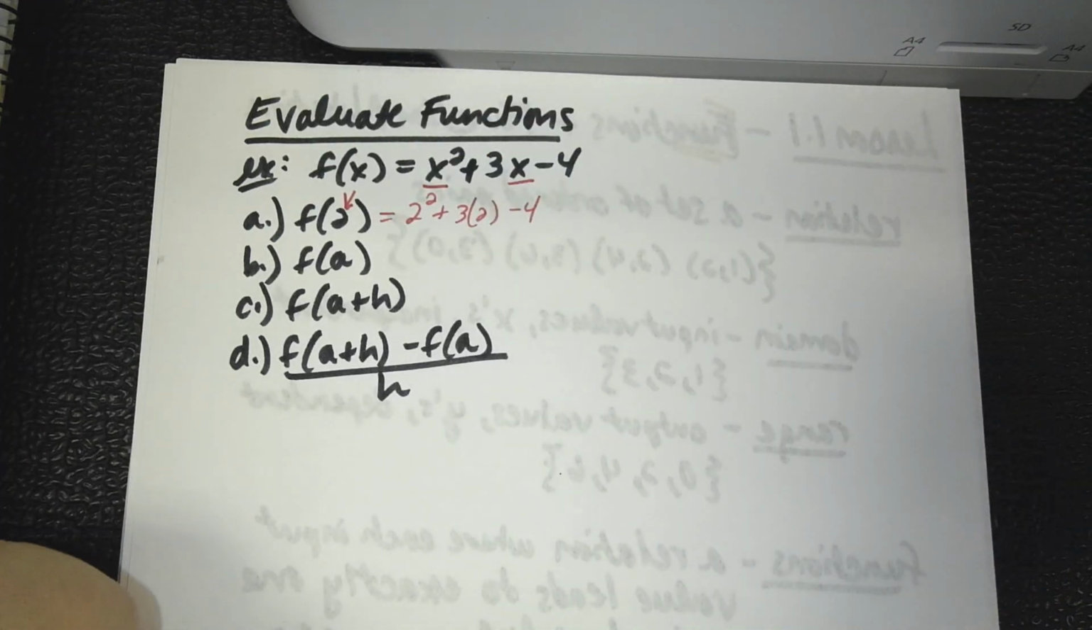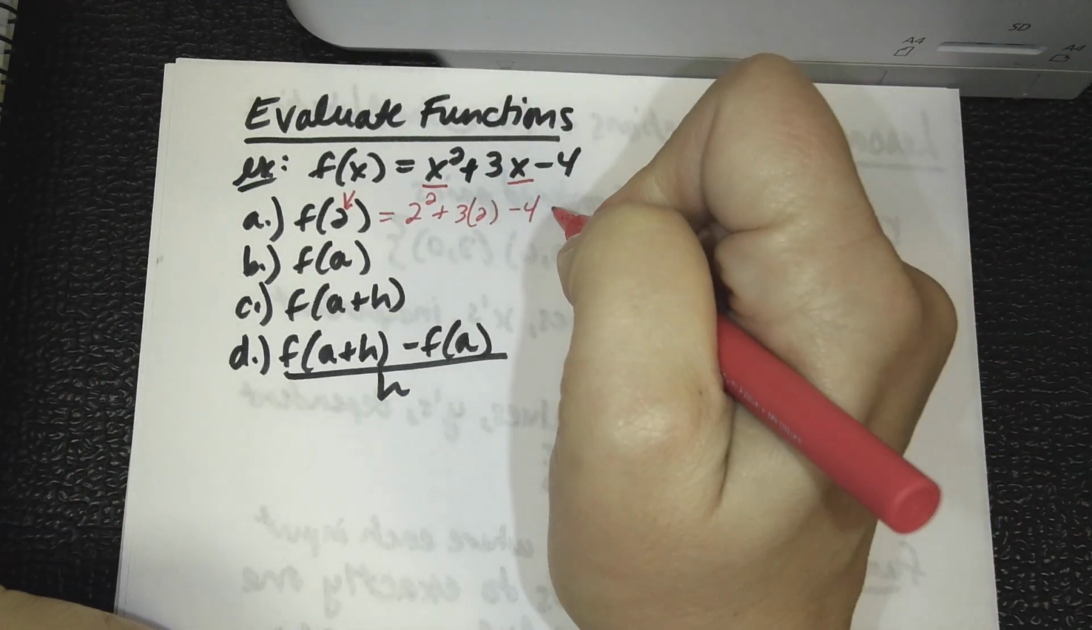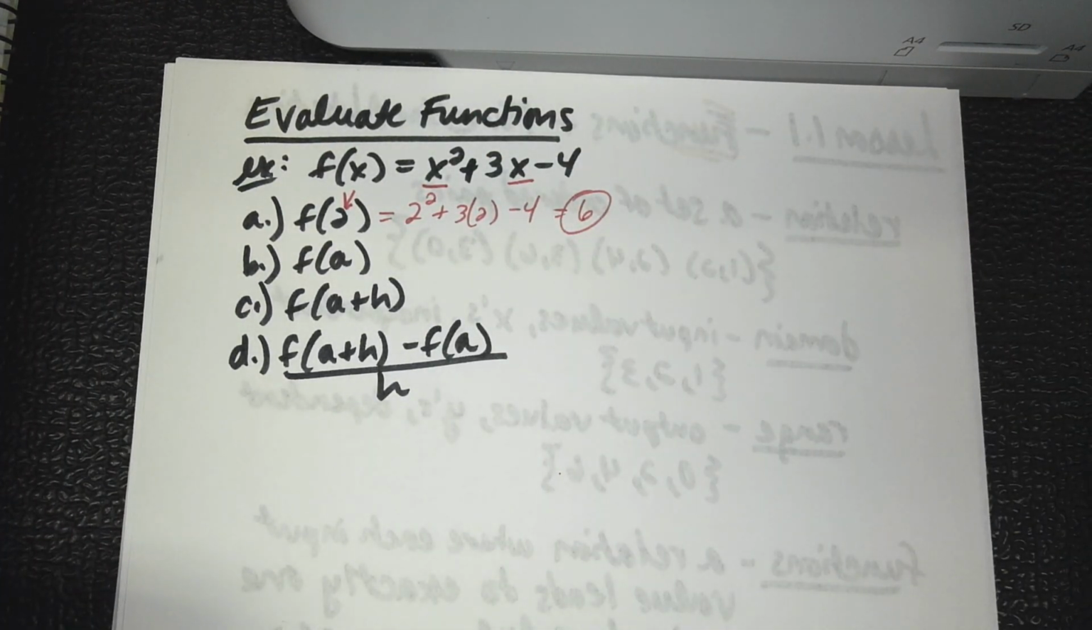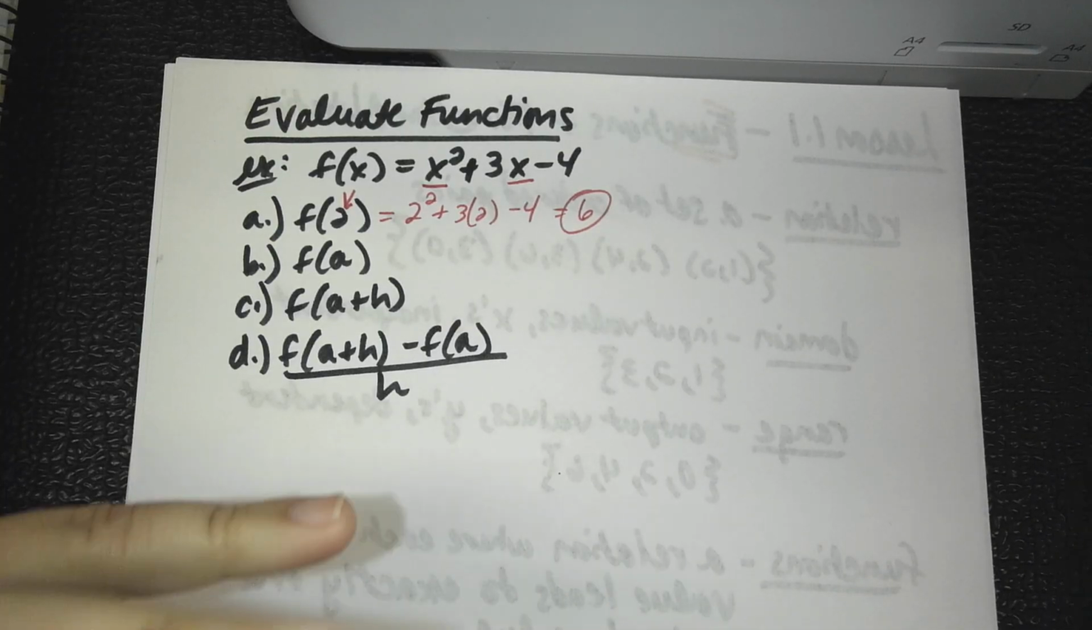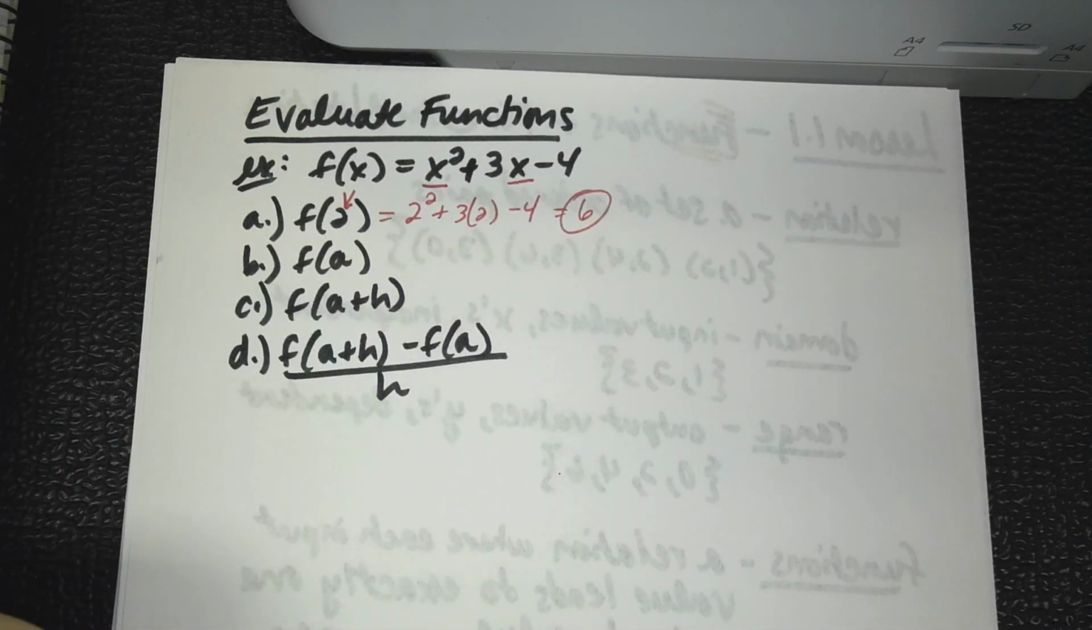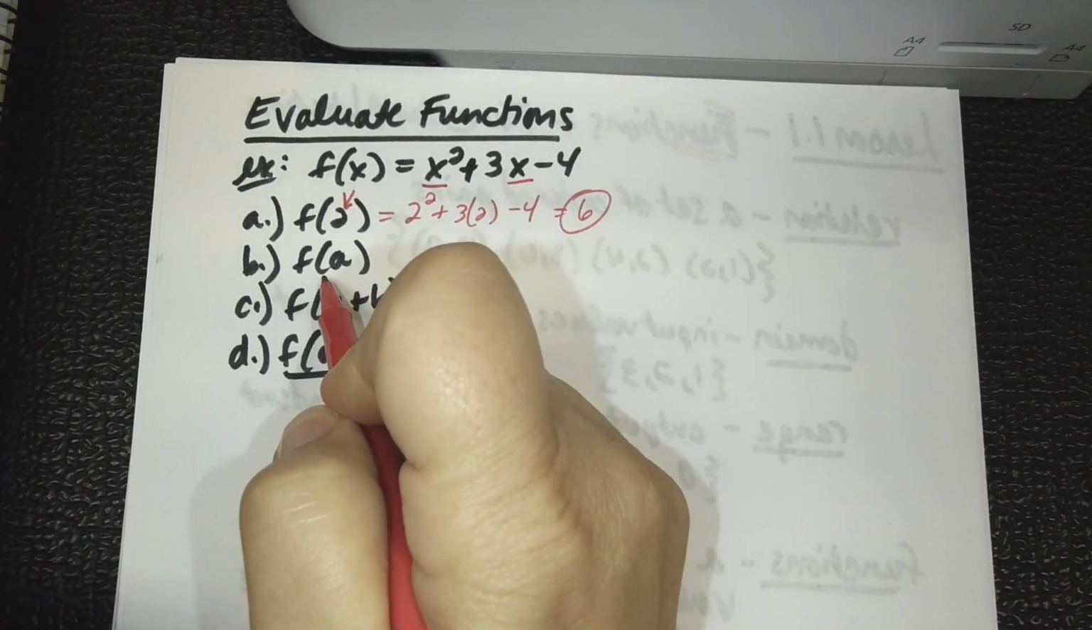Well, 2 squared is 4. 4 plus 6 is 10. 10 minus 4 is 6. There's your answer. The f of 2 is 6. The output value when I input a 2 is 6. That's what that's saying. Wait, it gets even easier. Are you ready? What would f of a be then?